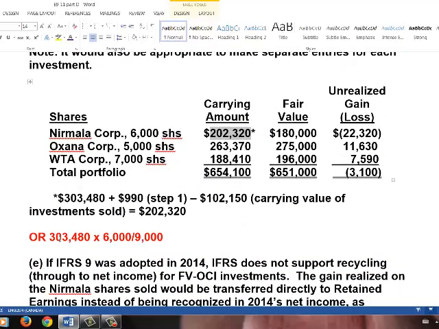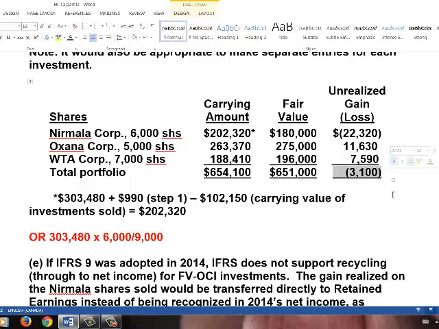My preference is just to do it directly and say, well, I've only got 6,000 of the 9,000 shares. The 9,000 shares I valued at 303,480 when I bought them. So that's 202,320. So now what am I doing? I got a carrying value for the shares at the end of 2014 of 654,100, and then I've got 651,000. Okay, so now I know my unrealized gain or loss for the total portfolio. 654,1 less 651 is going to give me 3,100.